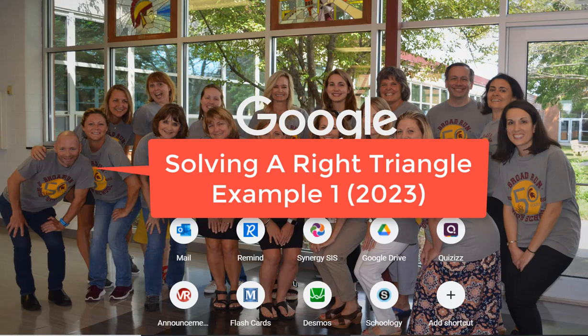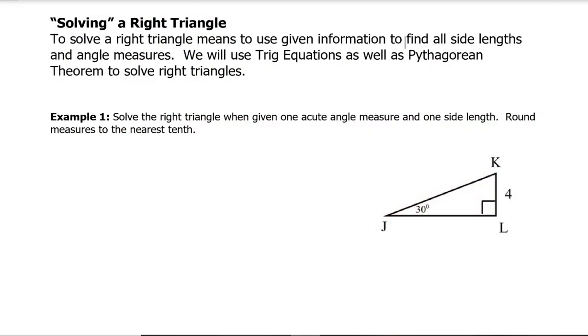And in this video, we're going to take a look at solving a right triangle. What exactly does that mean? Thanks for asking. I'm going to tell you. When you go to solve a right triangle, you're going to find all three angles and all three sides. Now, to do this, we'll be using trigonometry.